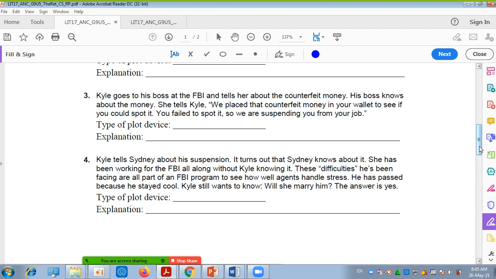What happened here? The boss knows about the fake money. Yes. So Kyle is working where? The FBI. So he is an agent in the FBI, and he told his boss about the counterfeit money. What was the surprise here? That the boss knows about the money. Yes, that's right. And she told Kyle they put this counterfeit money in his wallet to see if he could recognize it. But he failed to recognize the money, so they suspended him. It means he had been fired from his job.